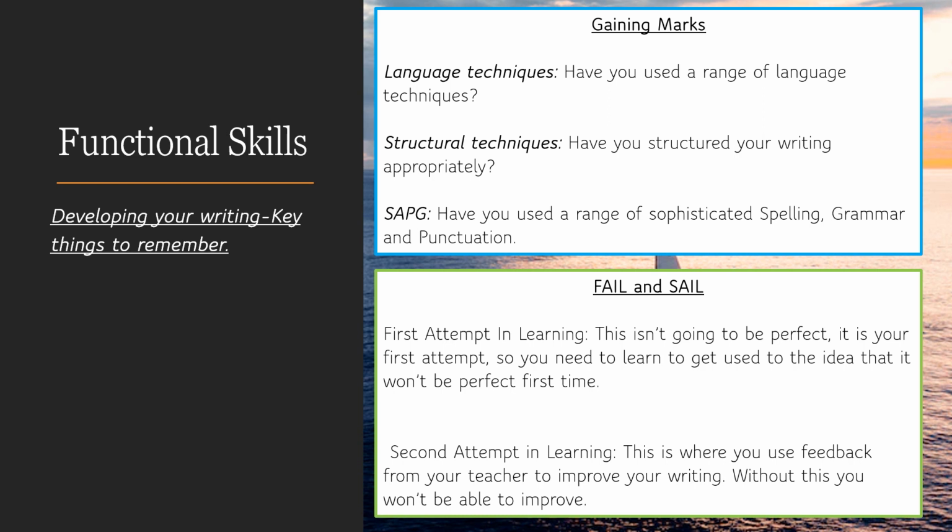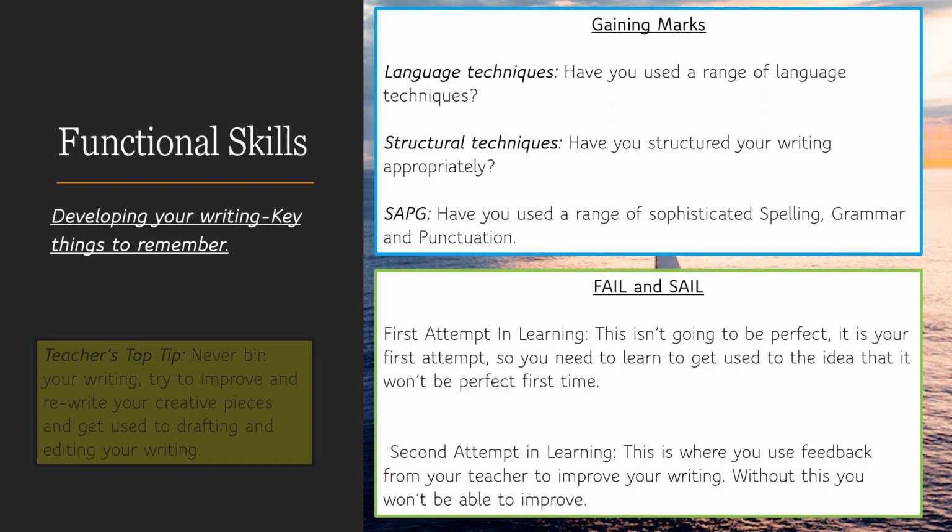That's when our second attempt comes into play. So we have our fail, which is our first attempt in learning, and we have our sail, which is our second attempt in learning. This is where you use feedback from your teacher to improve your writing. Without this, you just won't be able to improve. So if you are practicing this all by yourself, please do try and get someone to mark it. If it's not me, make your actual teacher mark it as well, because without that feedback, you could just be repeating the same mistakes over and over again and not really developing your learning process.